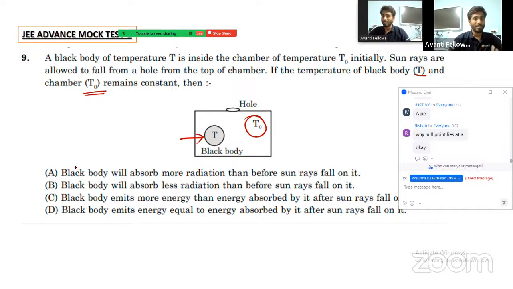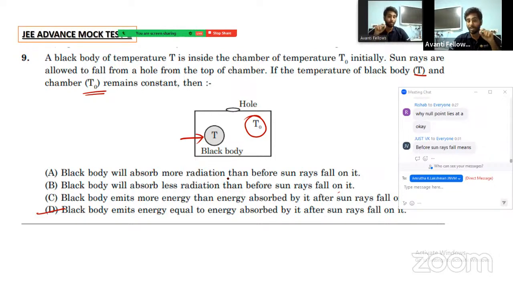Correct है क्या? Second one, black body will absorb less radiation than before the sun rays fall on it. Third option was, black body emits more energy than energy absorbed by it. No, which amount of energy it will absorb, the same amount of energy it will re-emit. ज्यादा तो एनर्जी एमिट नहीं कर सकते हो। Black body emits energy equal to the energy absorbed by it, yes, it is correct. Look at the first option one more time: black body will absorb more radiation than before sun rays fall on it.